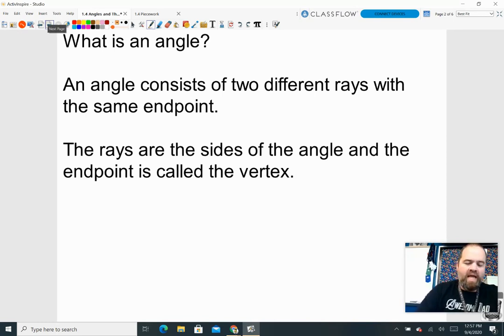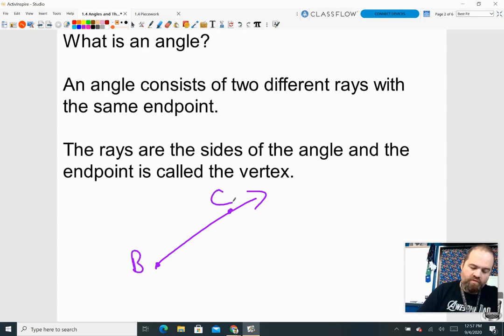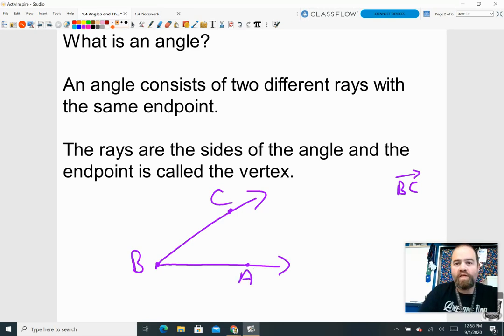In this class, an angle is a shape that's formed by two different rays. If you remember from the other day, a ray is a portion of a line that has a beginning point but no end. It goes on forever in one direction. So I'm going to start this one at B and shoot off through point C. So that would be ray BC. But what makes this thing an angle instead of just a ray is that there is a second ray that comes off from the same vertex. Two rays, same vertex or same endpoint.